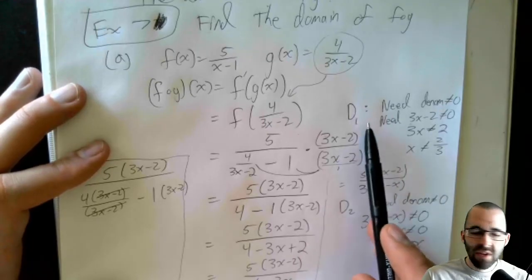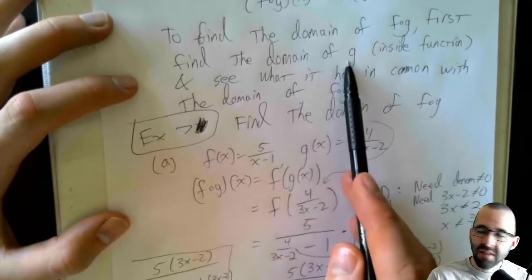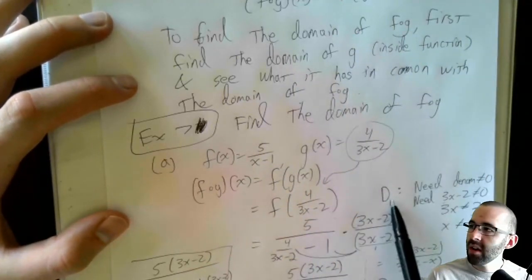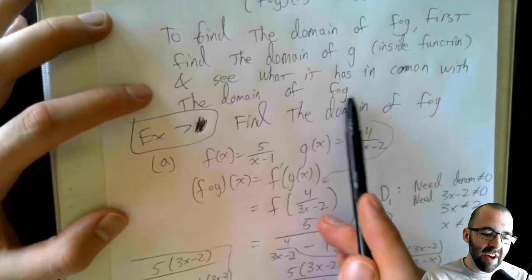And so now we found the two domains. Remember, to find the domain of f of g, first find the domain of the inside function, that was D1. And see what it has in common with the domain of the final function.